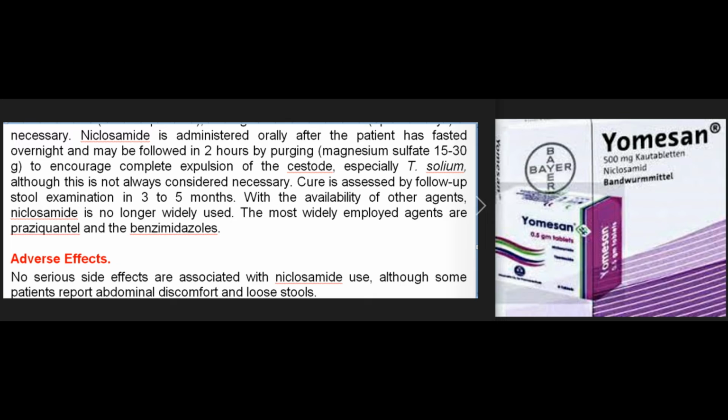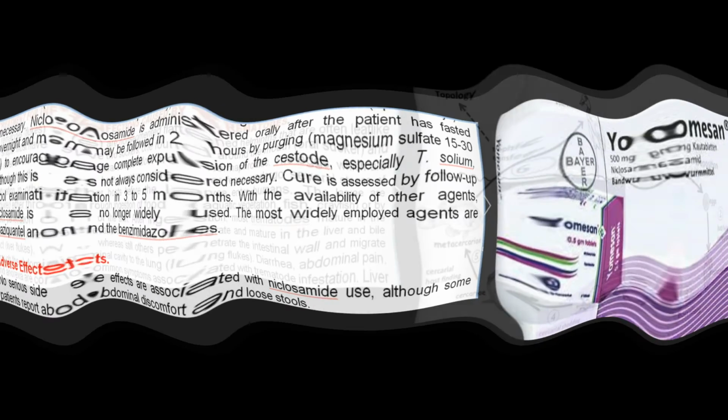With the availability of other agents, niclosamide is no longer widely used. The most widely employed agents are praziquantel and the benzimidazoles. Adverse effects. No serious side effects are associated with niclosamide use, although some patients report abdominal discomfort and loose stools.